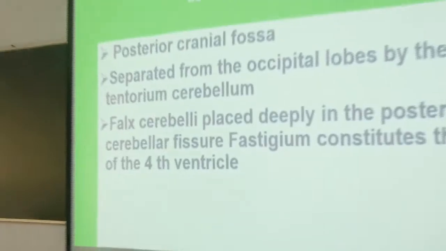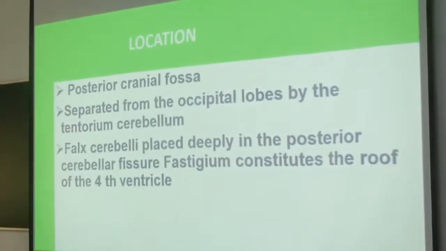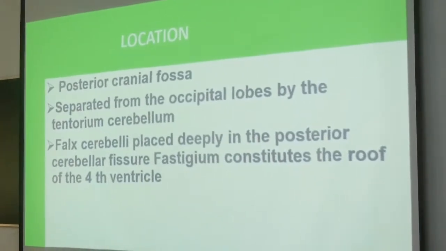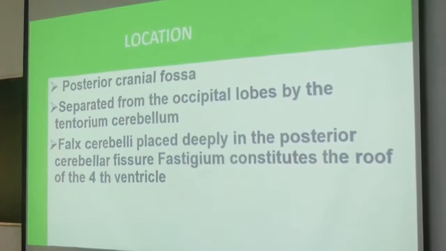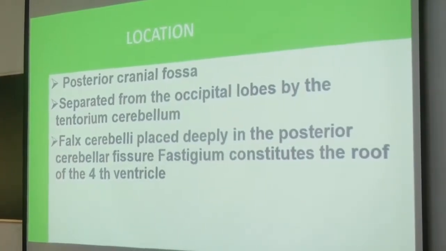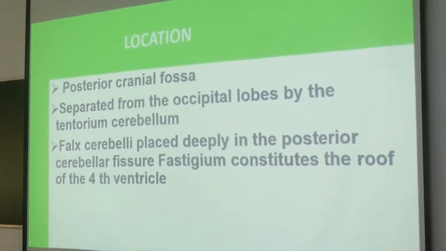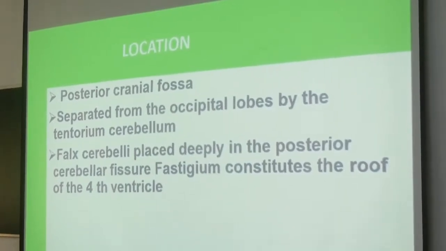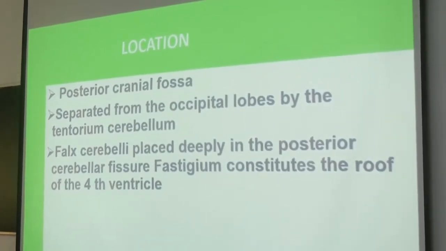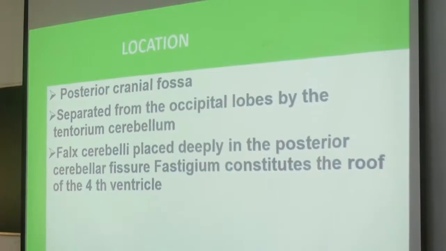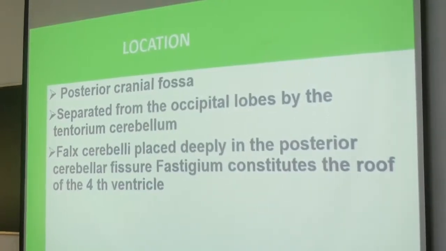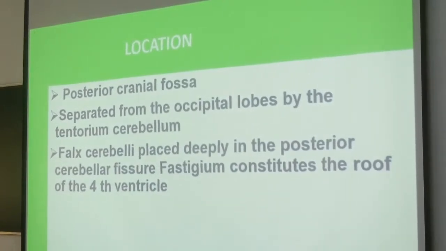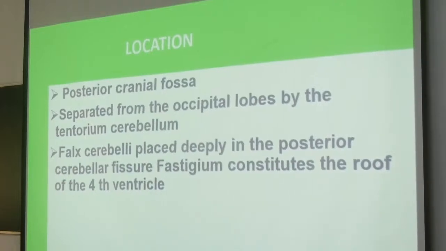So now write it down. What is the location of the cerebellum? It is located in the posterior cranial fossa. So what are the two things located in the posterior cranial fossa? One is the occipital lobe and below is the cerebellum. As we have already discussed, it is separated from the occipital lobe by the tentorium cerebelli. Here there is a very important thing.